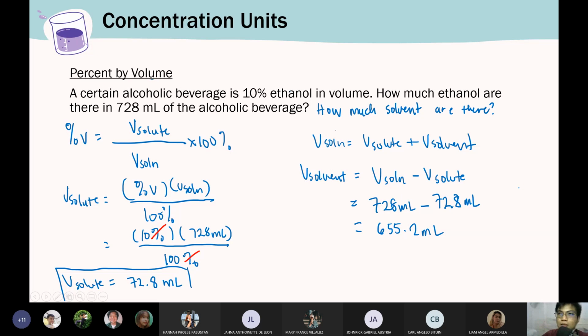First two: percent by mass, percent by volume. Laging tandaan, nasa numerator is solute, nasa denominator is solvent. Ganun lang.